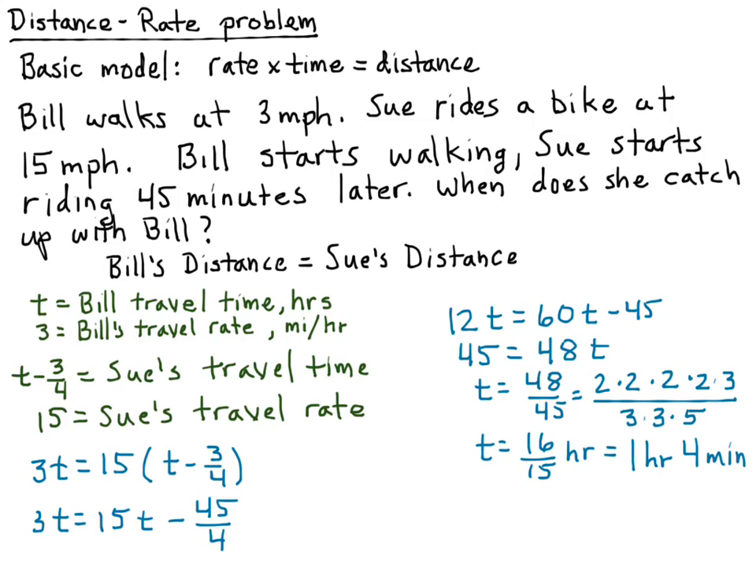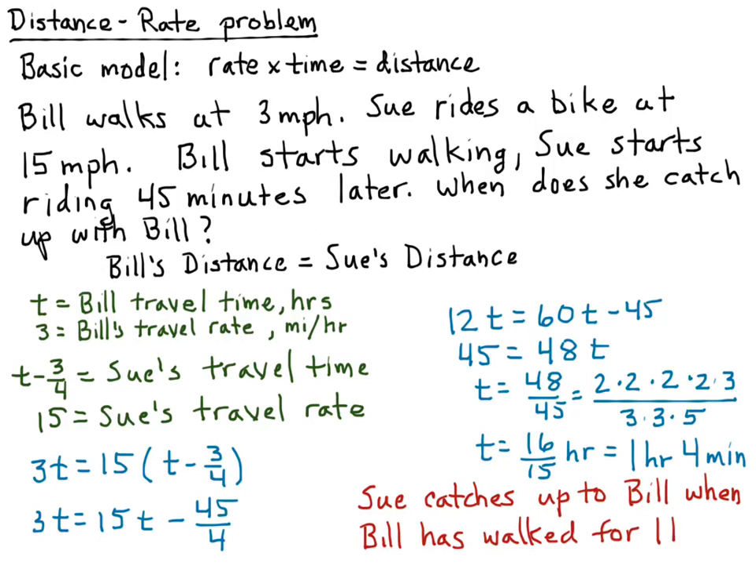Okay, so then what we have to do is subtract 45 minutes, and that'll be Sue's travel time, right? So I can write my answer as Sue catches up to Bill when Bill has walked for 1 hour, 4 minutes. Sue rode 19 minutes to catch up.